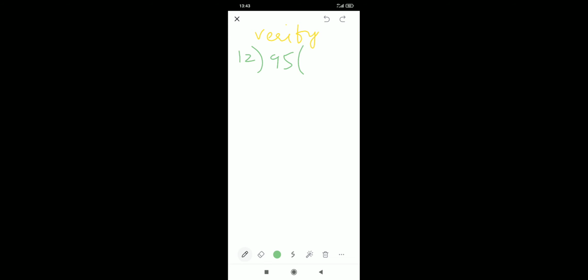children? 12 7s are 84, and 12 8s are 96, which is more than 95. So 12 7s are 84. 95 minus 84 gives 11. Wait, let me correct: 12 7s are 84 and the remainder 95 minus 84 gives 11. If I take a point, it becomes 110.